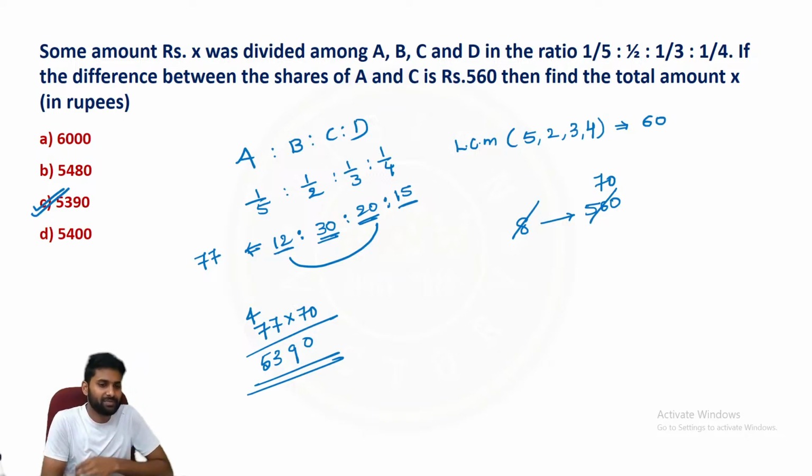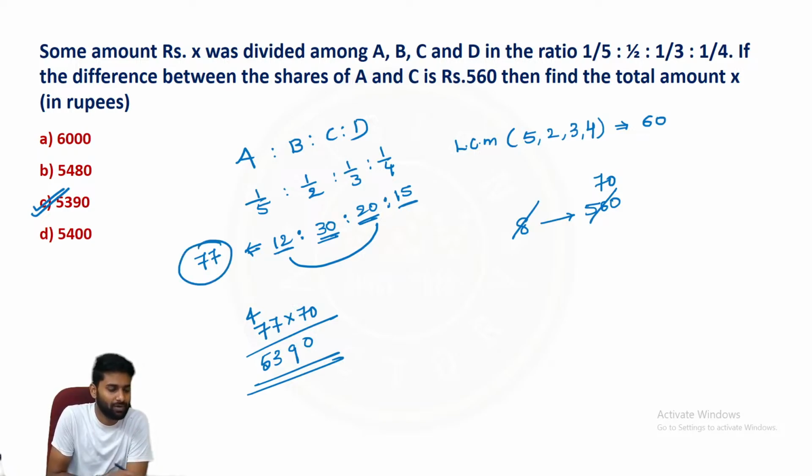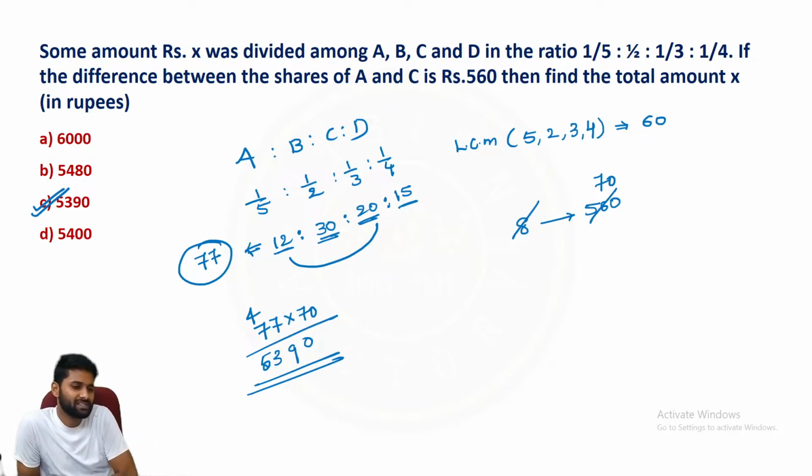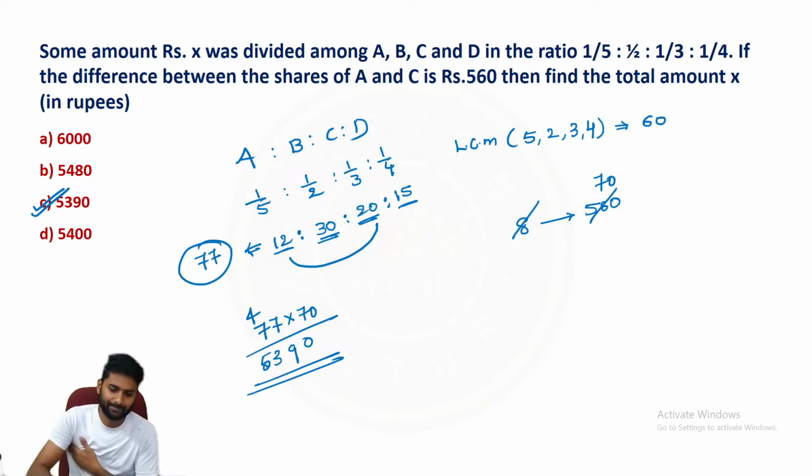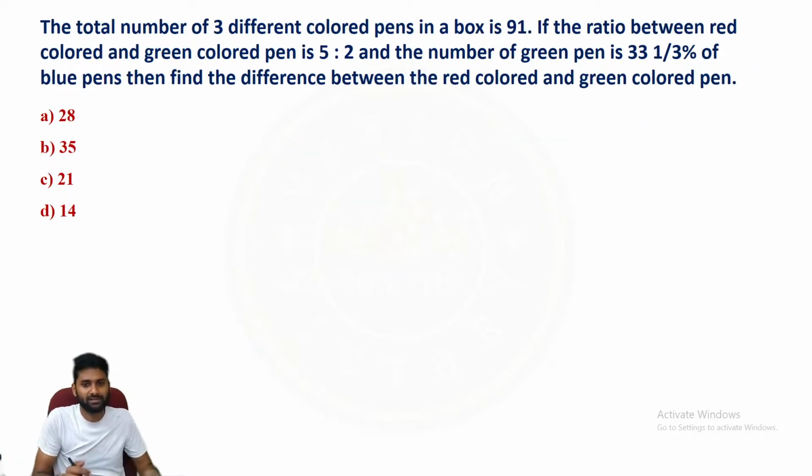Guys, here the difference between A and C is 8 units. In terms of amount it is 560 rupees. Now, if 8 units is 560, then 77 units is the total number of units distributed among A, B, C, D. If you multiply 77 into 70, it becomes 5,390, which is correct. Try this question.